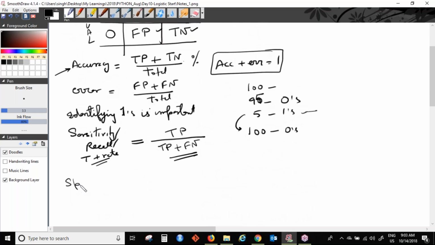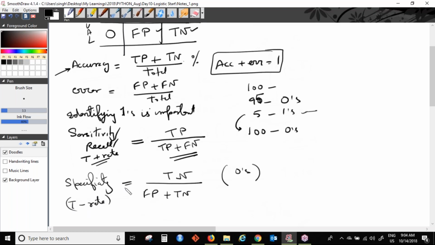Similarly, you have specificity also. This measures the opposite of this. It measures zeros only. So you will have true negative divided by the row total, so false positive plus true negative. This is the true negative rate, that is specificity. It measures, out of all actual zeros, how many zeros you are identifying.